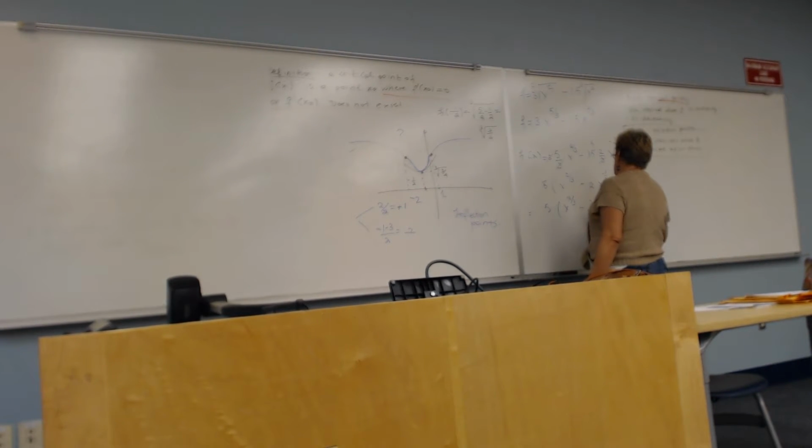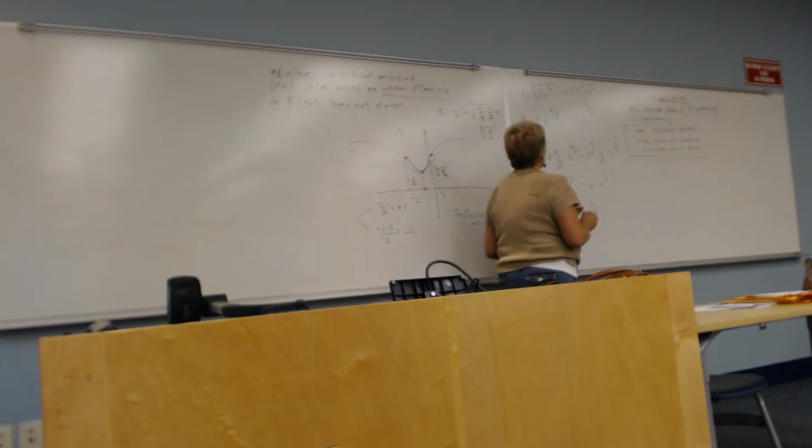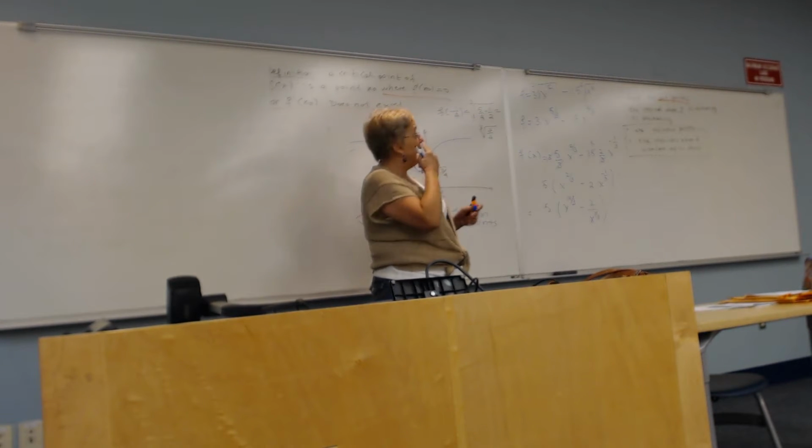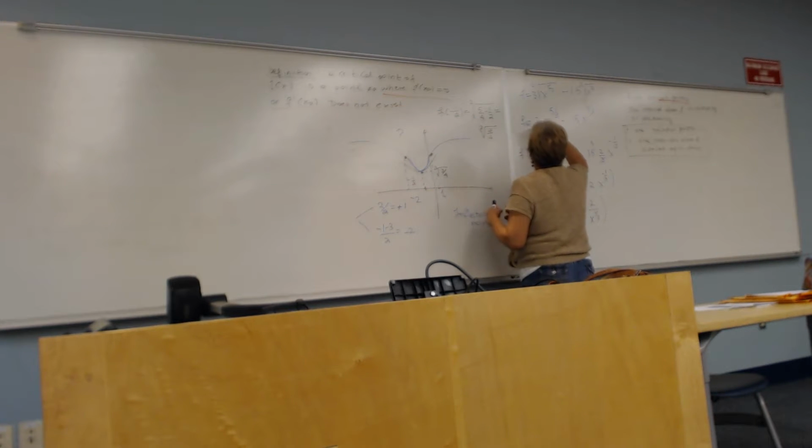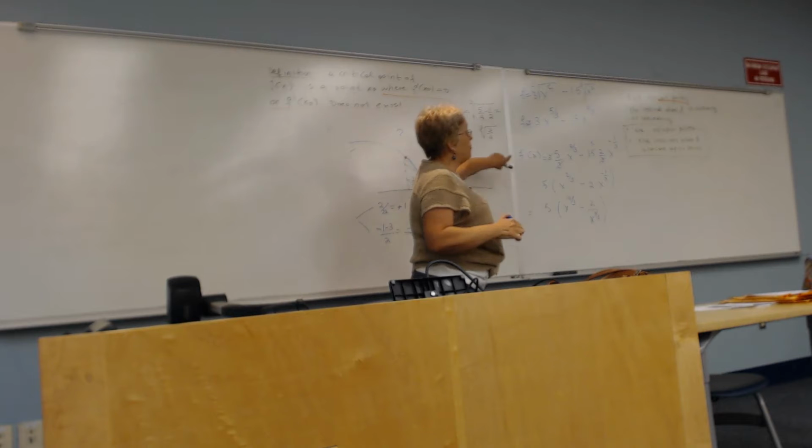Is this supposed to be f of x on top? It's x to 1/3. Yeah, that is f of x. Right? Can we pull out the 5? This is f prime, we pull it out, right?